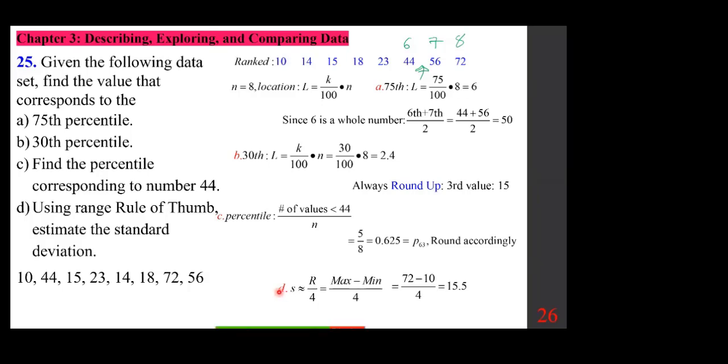Okay, the last part. We went over this concept that according to the range rule of thumb, this is how standard deviation is estimated. Range over 4, okay? And the range is 72 max minus 10 minimum. So range divided by 4: 72 minus 10, divided by 4.